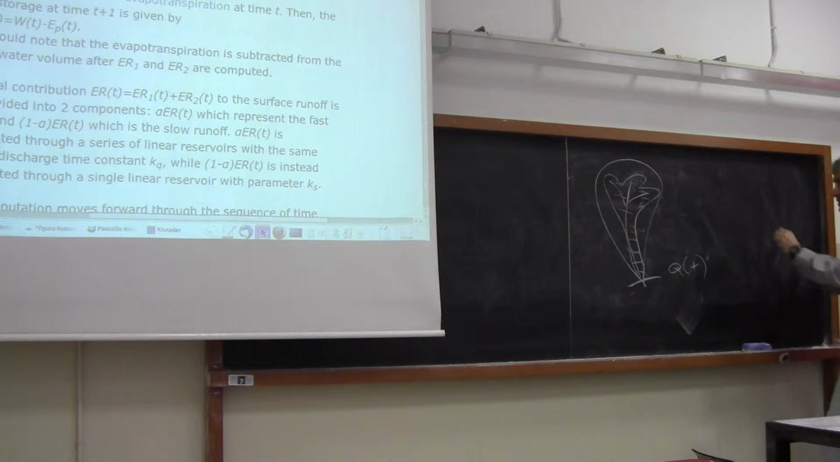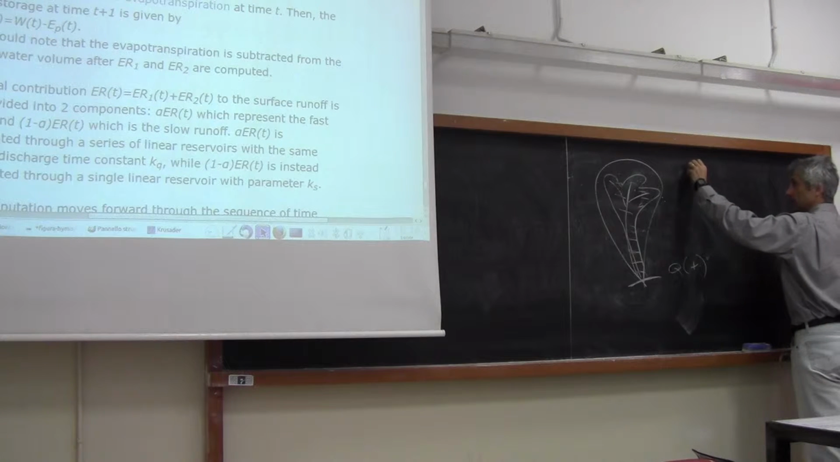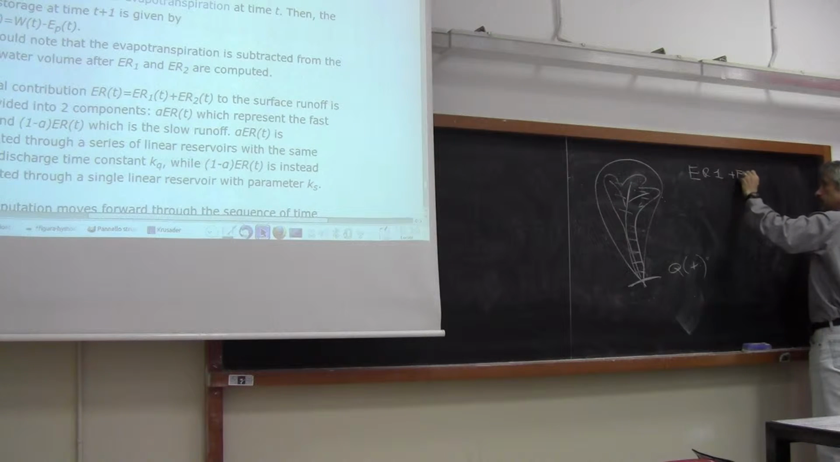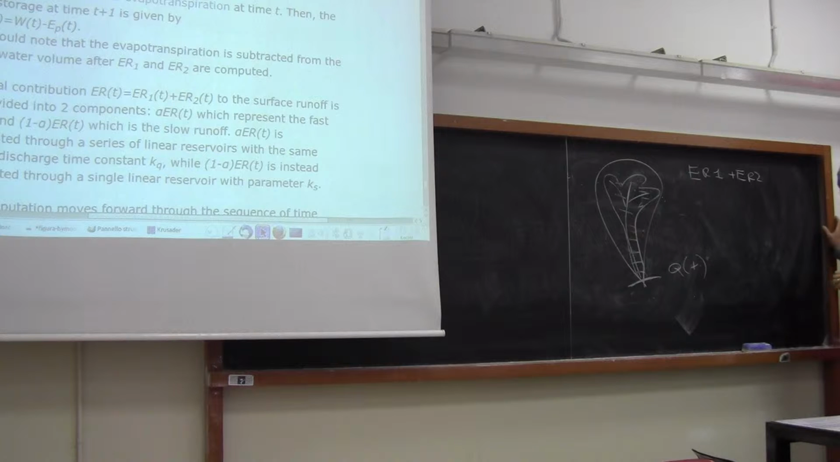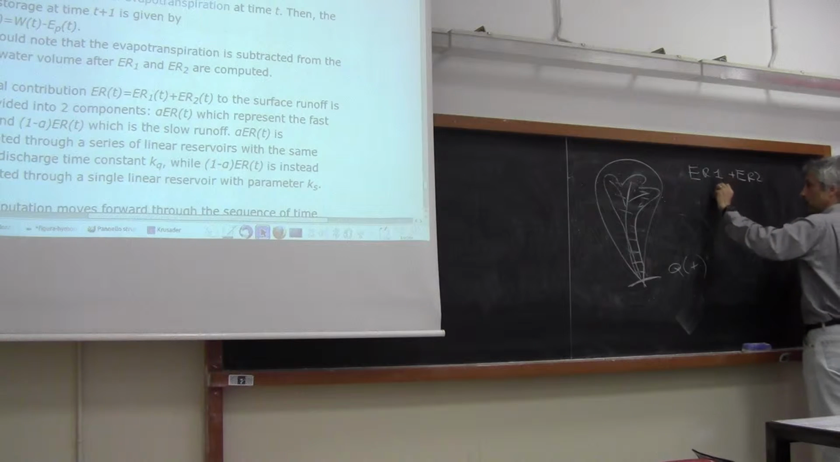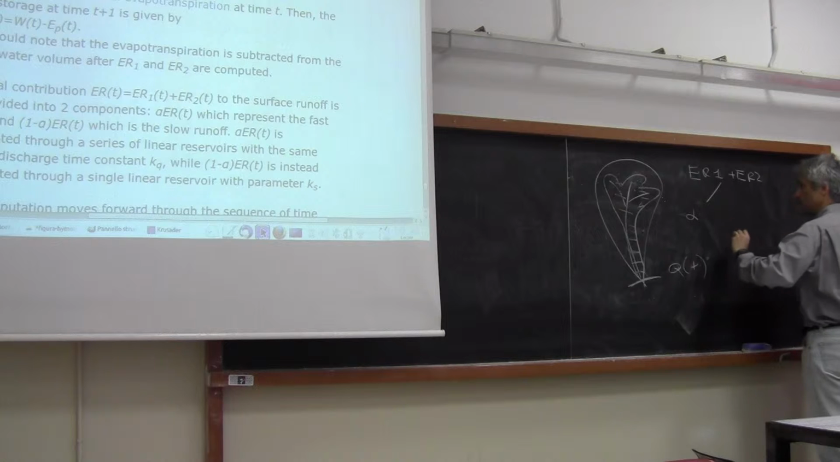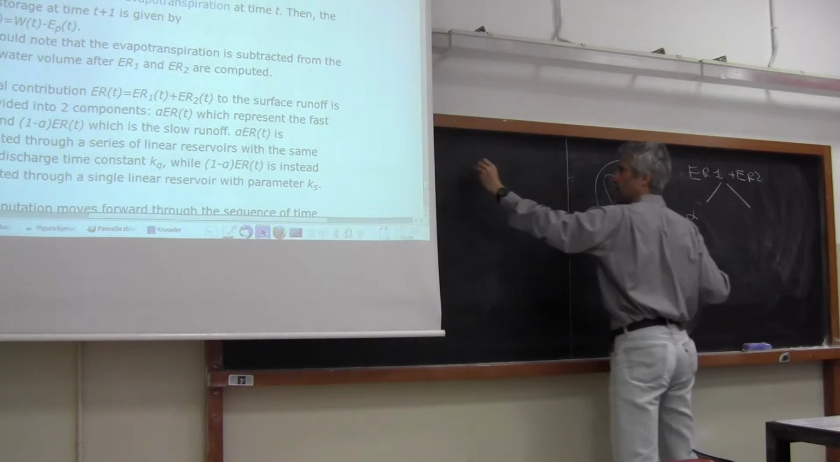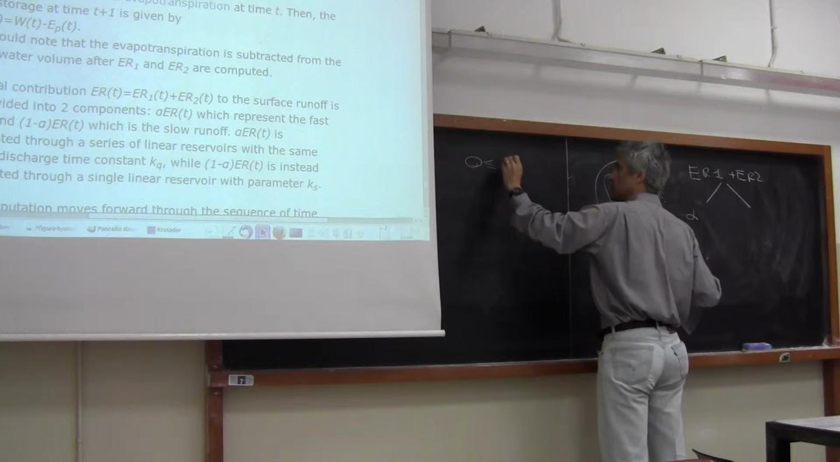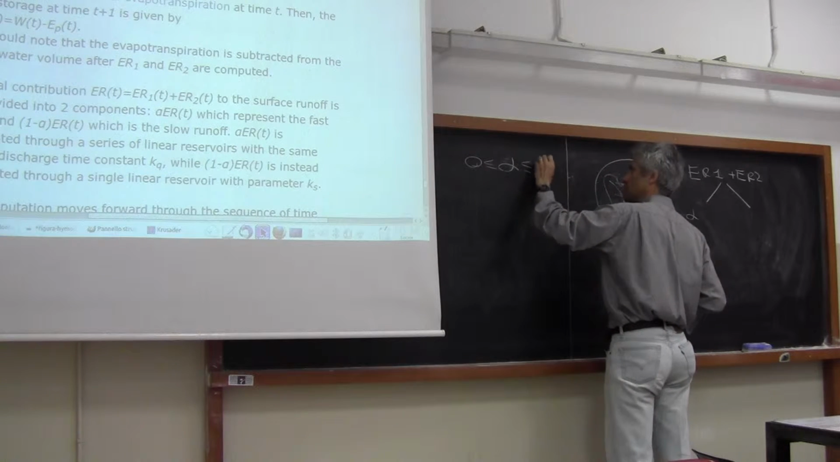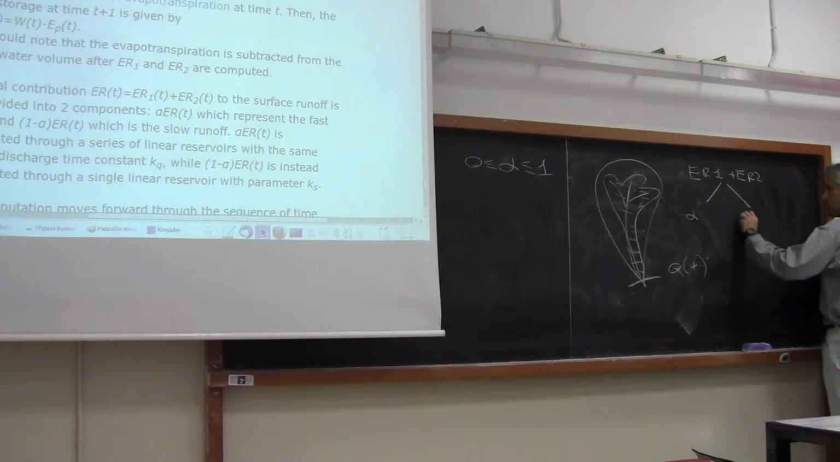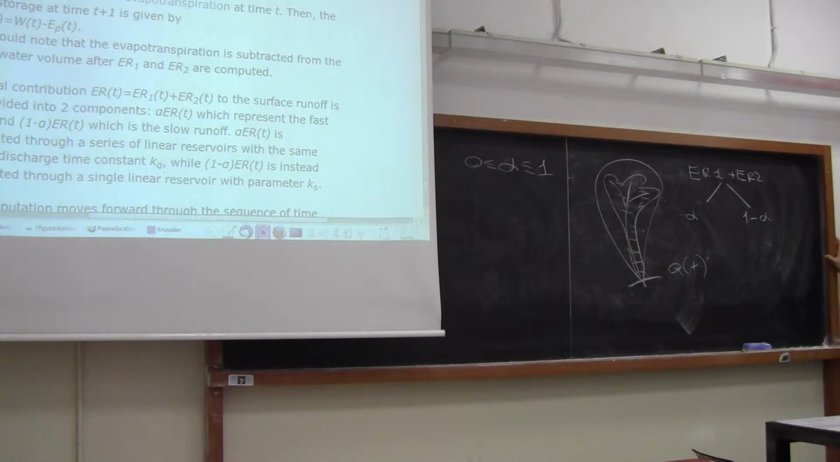So once we have computed the total contribution, ER1 and ER2, the idea is to split this contribution in two components. One component is obtained by multiplying the contribution by a weight that is indicated with the symbol alpha, which is in the range 0 to 1. And the other contribution is, sorry, 1 minus alpha.